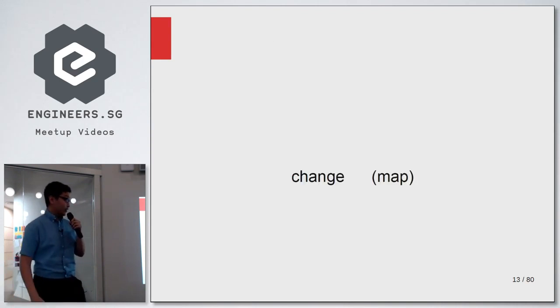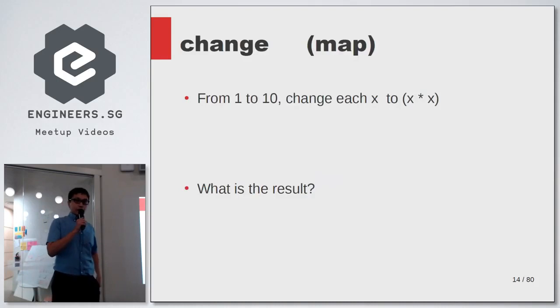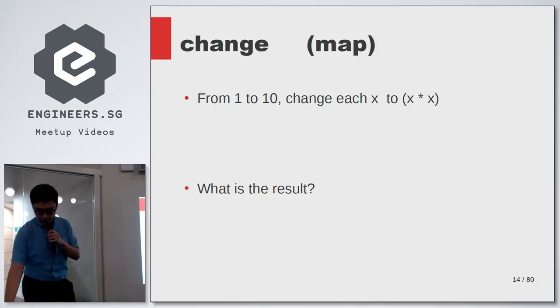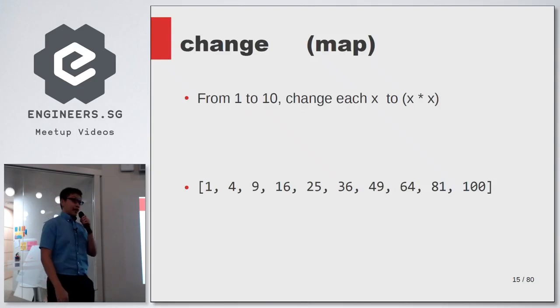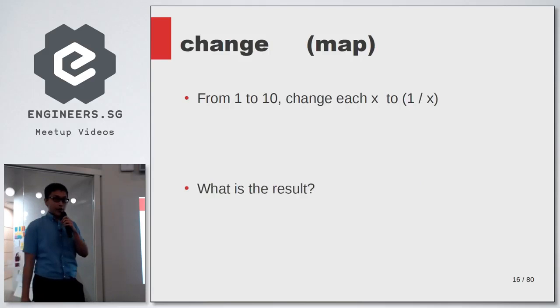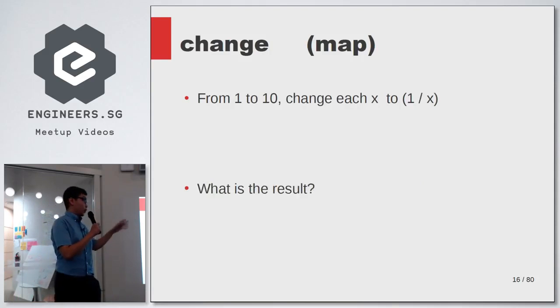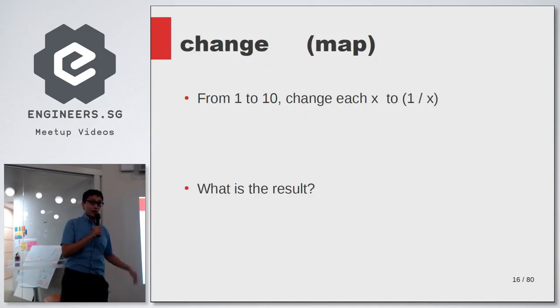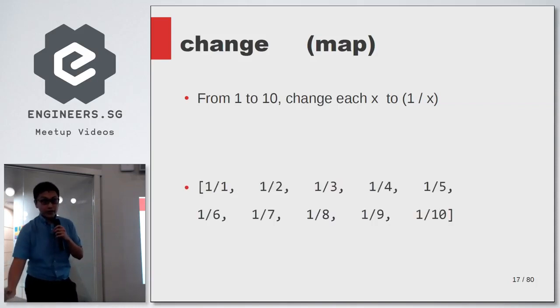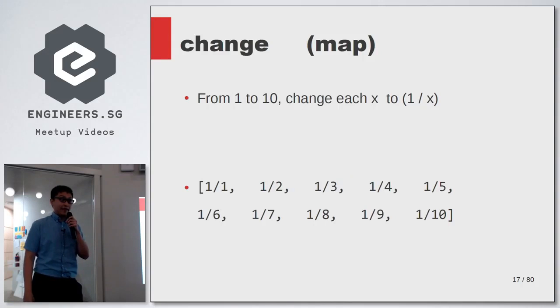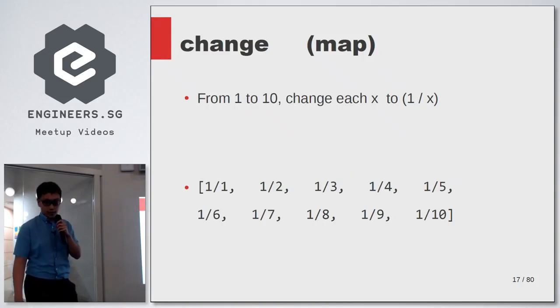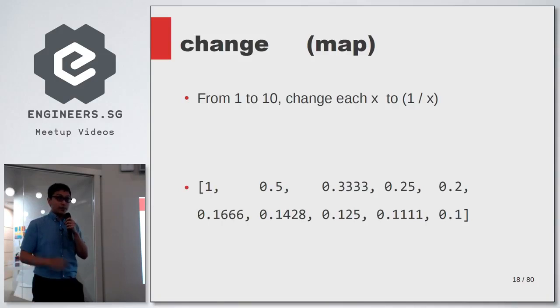Now the change function. From 1 to 10, you want to change x to x times x. Change x to its square. What will be the result? The result will be 1, 4, 9, 16, 25, etc. Straightforward, right? If let's say you have 1 to 10, and you want to change x to 1 divided by x, what would be your result? You'll get 1 divided by 1, 1 divided by 2, 1 divided by 3. You get all these fractions.